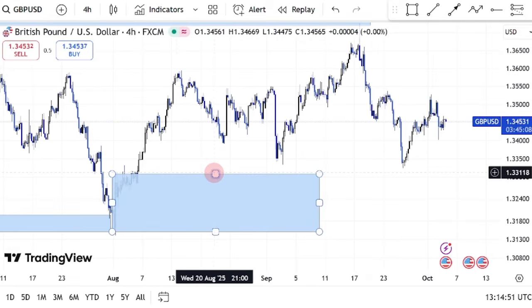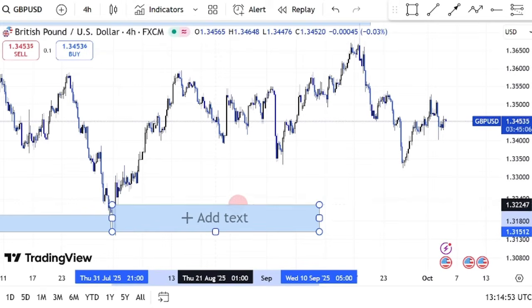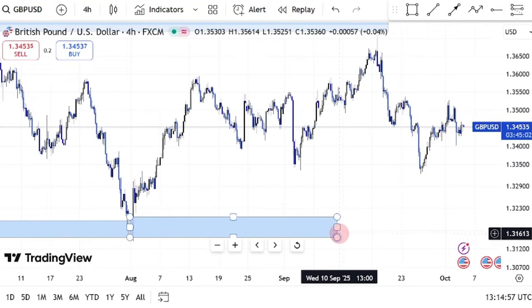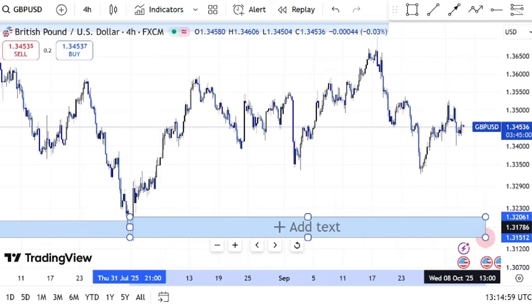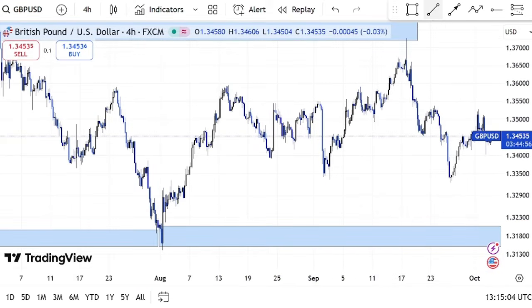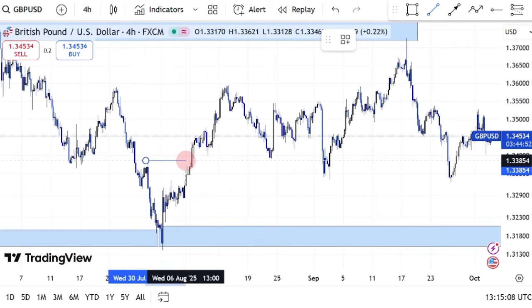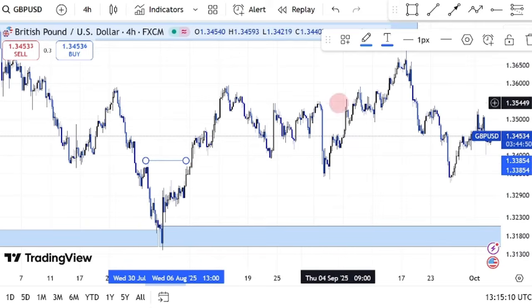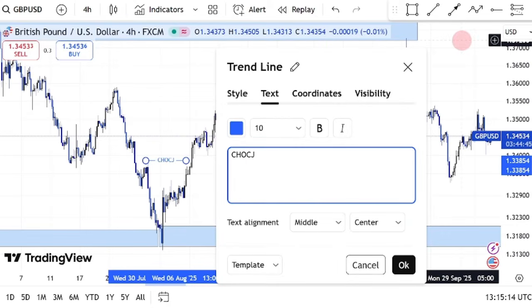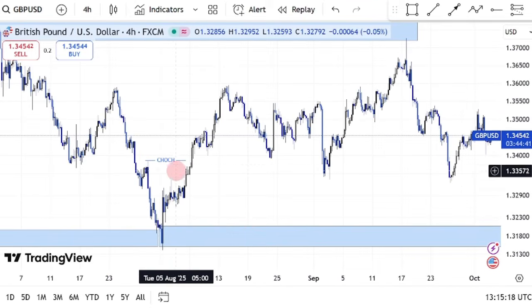Here we mark our order block. So this is our order block on the 4 hours. Let's extend it to the right hand side. So what are we expecting now? Price tapped into this zone and gave us a change of character at this point. So this is a valid change of character on the 4 hours time frame.